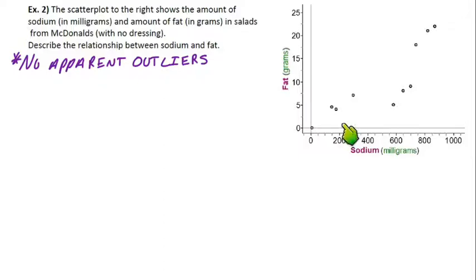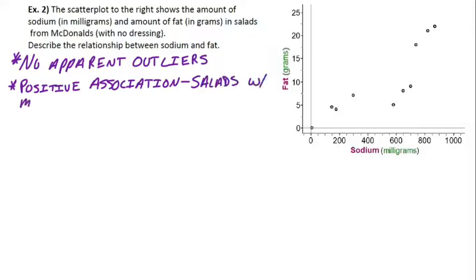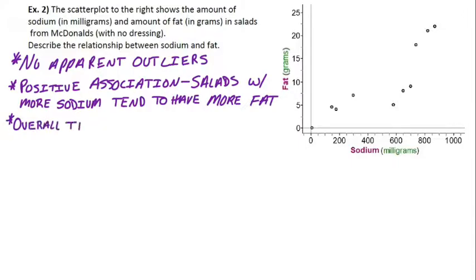But is it linear? And the answer is no. This is definitely not a line. It goes there, breaks off, goes here, comes back, goes here. This is definitely not linear. But the trend is positive overall. Like the more sodium you eat, the more fat is in the salad. So there's definitely a positive association, meaning that salads with more sodium generally have more fat. And the overall trend is definitely nonlinear here. It's definitely nonlinear.